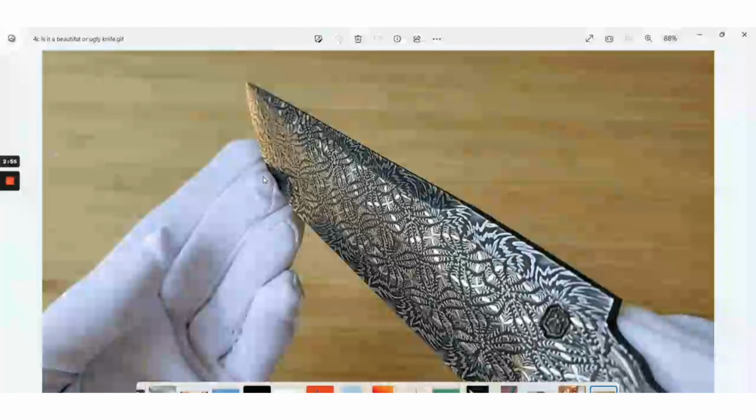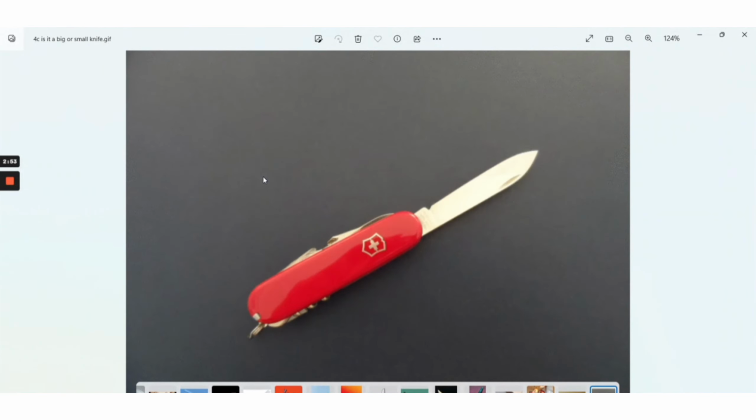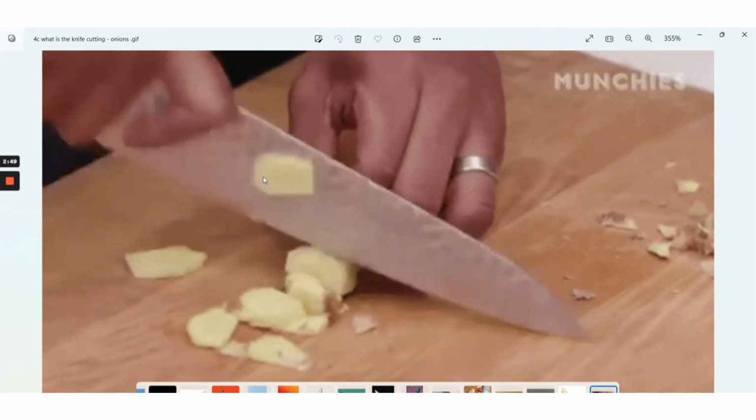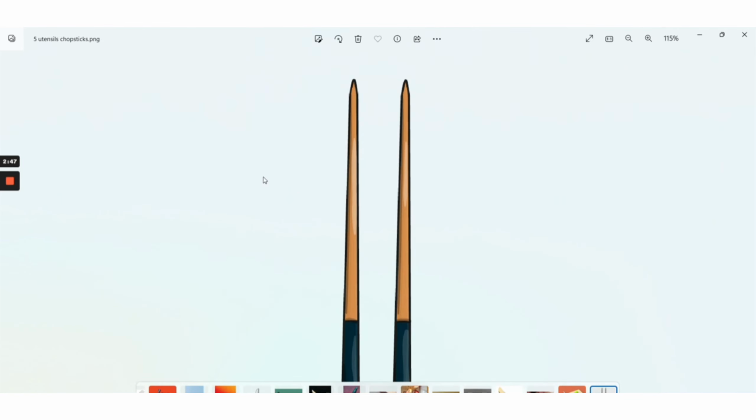Is it a beautiful knife? Is it an ugly knife? Is it a useful knife? Is it a useless knife? Is it a sharp knife? Is it a dull knife?